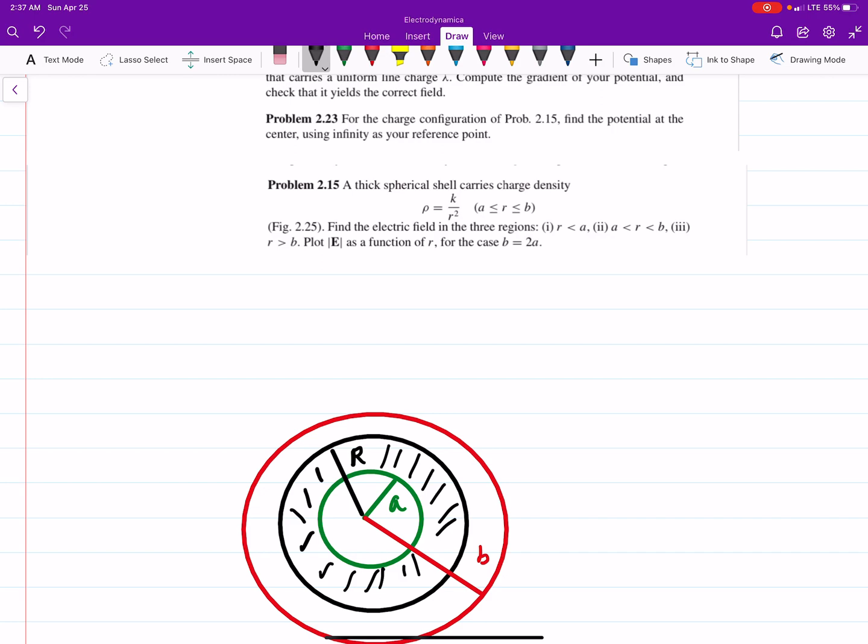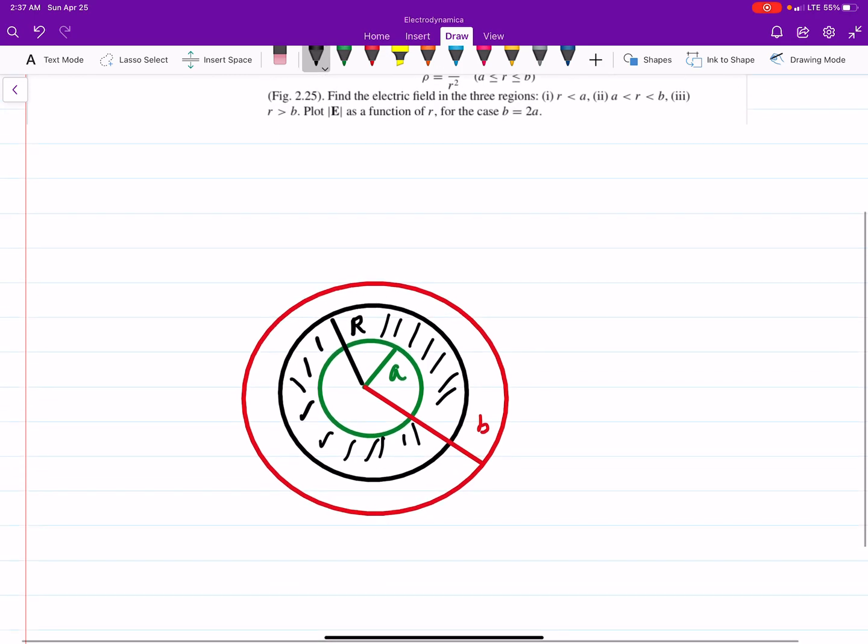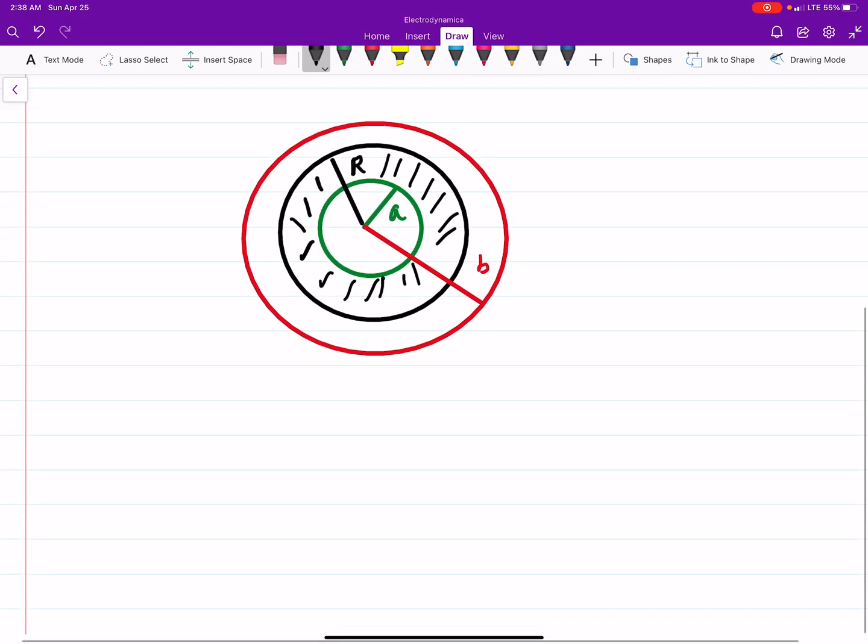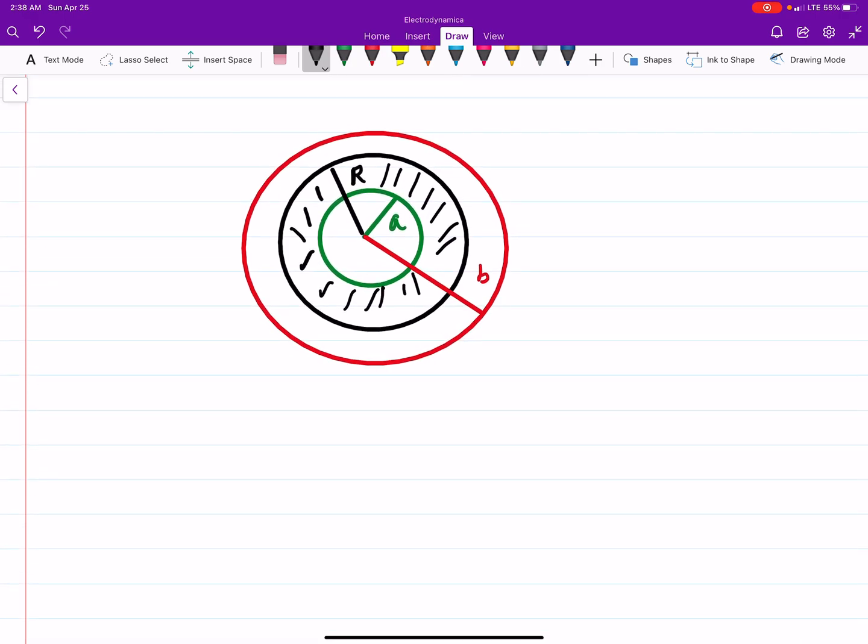And then it wants you to find the electric field. So to do 2.23, you kind of have to do 2.15. So it's kind of a double problem, I guess you could say. So we have a shell, that's what I drew. The inside is for the radius less than or equal to a. Then you actually have the material between a and b. And then b is outside of our sphere. So to find the potential, we can find the E field at all 3 regions. And then from there, we can integrate to find the potential.